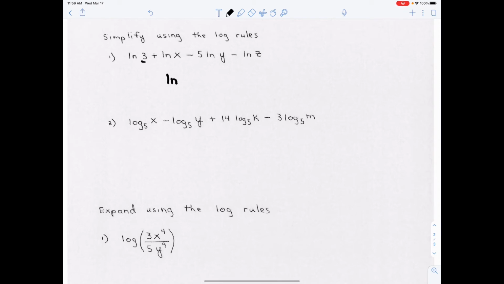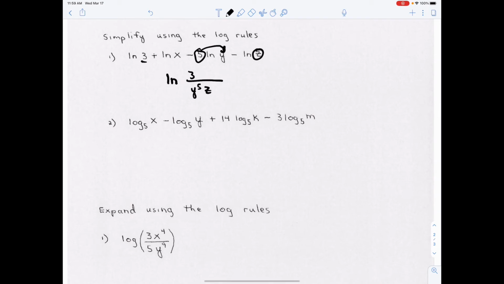Okay, the 3 goes in the numerator. The y to the 5th, remember that 5 goes up in the exponent. The y to the 5th goes in the denominator. Why? Because it's got a minus in front of the log. And the z, it goes in the denominator also.